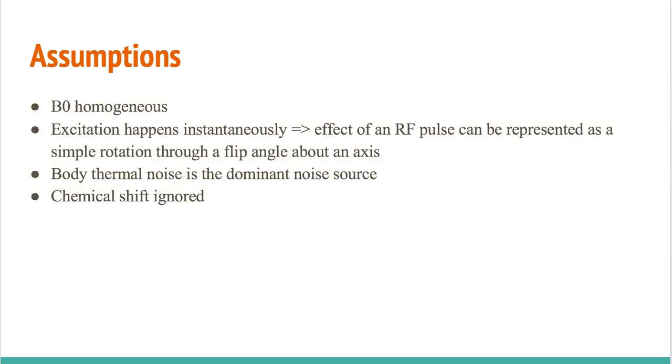And we have several assumptions for the simulation. The first is we assume B0 is homogeneous, and second, we assume the excitation period is significantly smaller than relaxation times T1 and T2, so the effect of the RF pulse can be just modeled as a simple rotation through a flip angle, which is 90 degrees in this case. And we assume body thermal noise is the dominant noise source. And we ignore chemical shift.